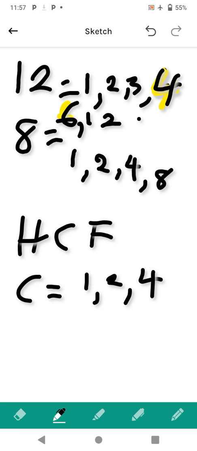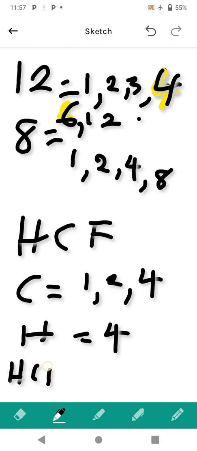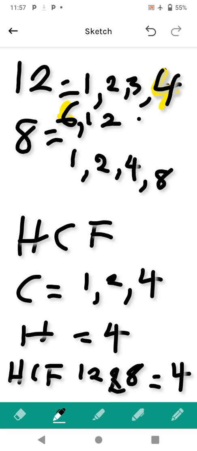And among these 1, 2, 4, of course, the highest of them all is 4. So that's why we say that the HCF of 12 and 8 is equal to 4, because 4 is the highest number that can divide 12 and 8 without remainder. Of course, apart from 4, there's no other number that can divide 12 and 8. The biggest number that can divide 12 and 8 without remainder has to be 4.